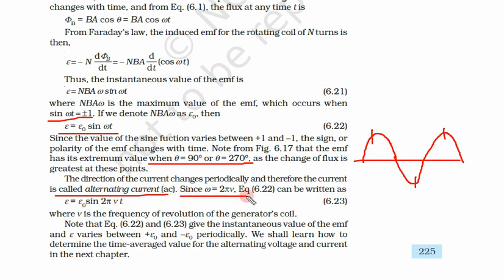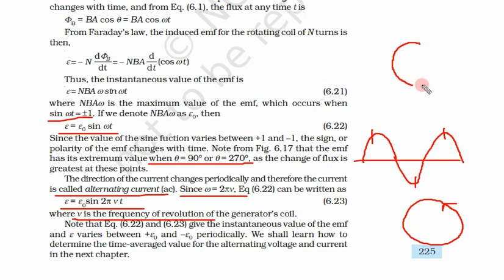Now what is frequency? We all know that omega is equal to 2 pi nu. So let us put this value here. So epsilon is equal to epsilon 0 sine 2 pi nu t, where nu is the frequency of revolution of generator coil. So omega was angular frequency. This nu is the frequency of revolution. Please understand the difference. Nu means how many complete circles this machine is rotating in a second.